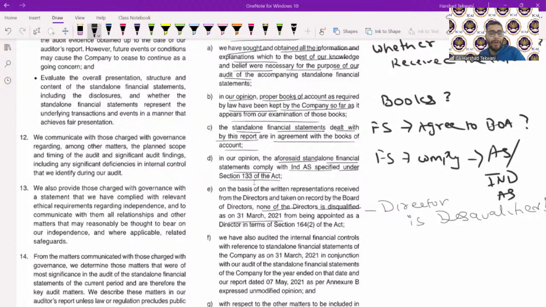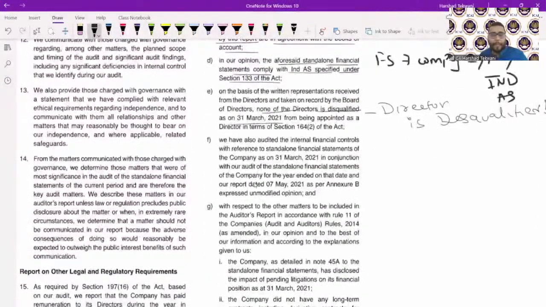Then the last one is whether the company has adequate internal financial controls, and whether they are operating effectively. We have audited internal financial controls with reference to the standalone financial statements for the year ended, as per Annexure B, and expressed an unmodified opinion. Means everything is appropriate. So this was 143(3), the matters on which the auditor is required to report.